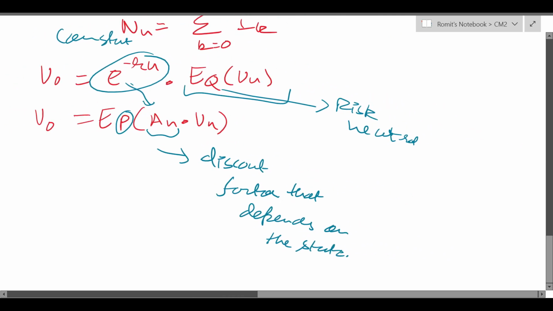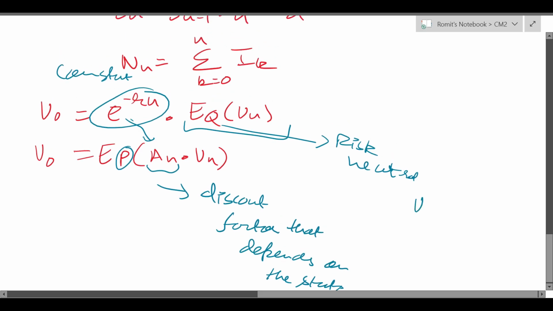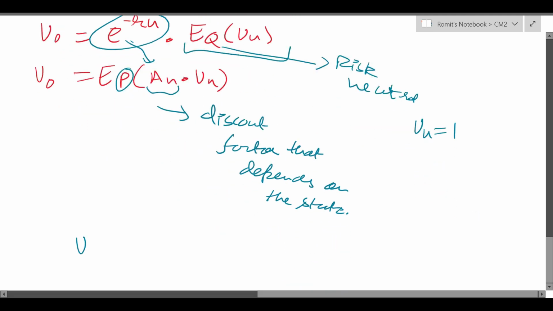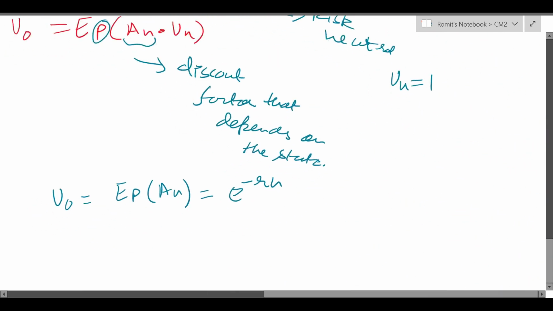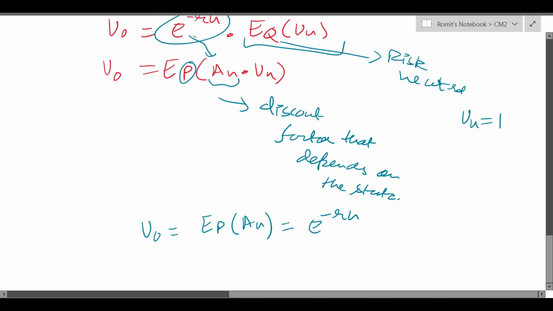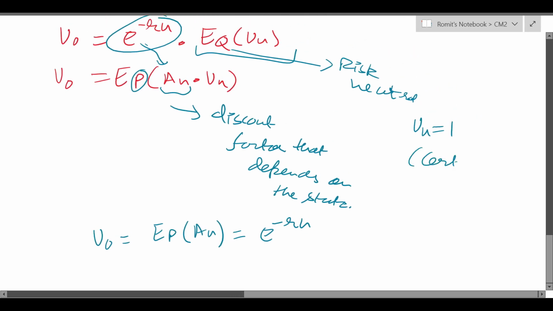Okay, this said and done, what are those two special cases? Okay, what if Vn is always equal to 1? What if Vn is equal to 1? Then this V0 will become expectation of An, right? And this will just come to be e to the power of minus Rn. That is, if a derivative always gives a payoff of 1, its price has to be that payoff discounted for n years, and there is no risk. This is certain payoff, this is certain, right?